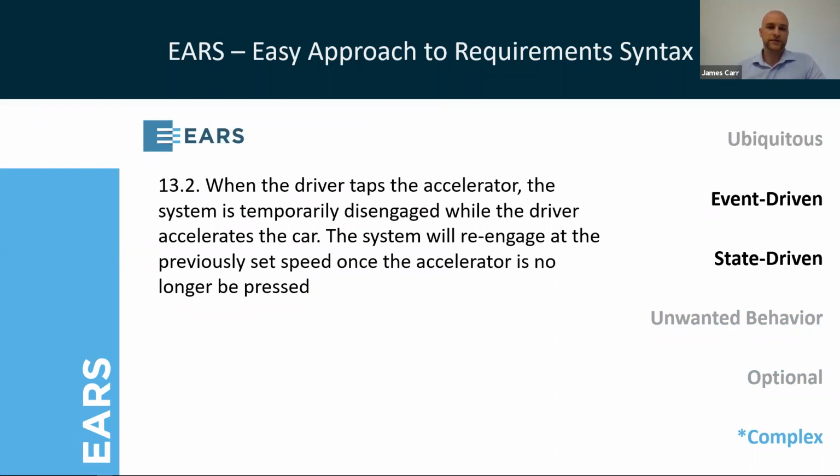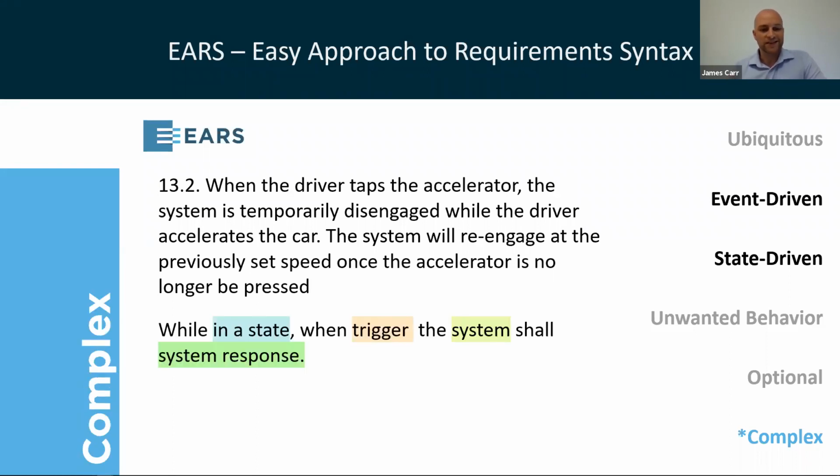So this requirement says when the driver taps the accelerator, the system is temporarily disengaged while the driver accelerates the car. The system will re-engage at the previous set speed when the accelerator is no longer pressed. No longer being pressed, I'm assuming, is what they meant to say, but let's look at this. So we'll call this a complex requirement. We're talking about a state and a trigger, and the system will engage with the system response.